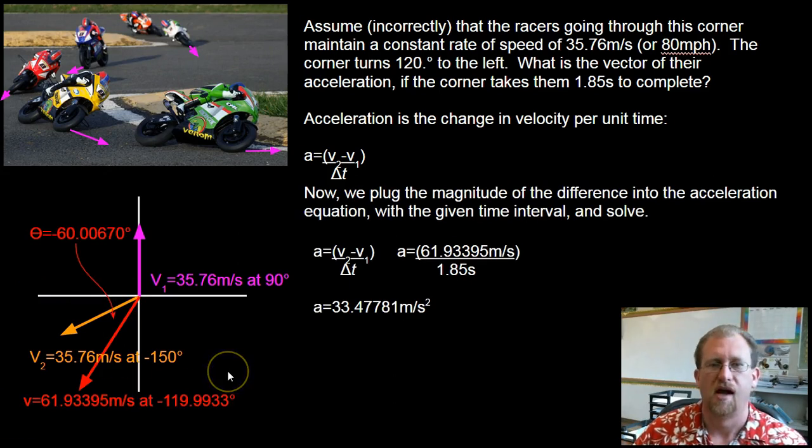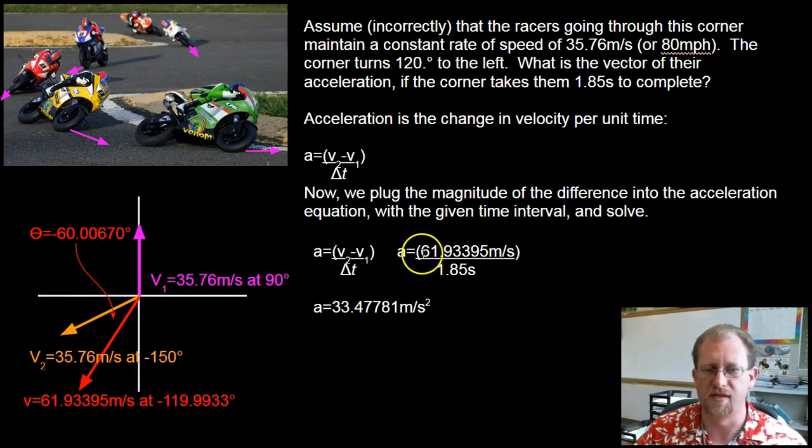So I can now put all of this together. I have my final velocity, or my difference velocity rather, v2 minus v1 equals 61.93395 meters per second at negative 119.99333 degrees. Yay, and why that, and why not 60? Well, 60 is this, and remember we always measure from the positive horizontal, so that's going backwards. So this and this makes the 180 degrees here. Hope that makes sense to you.